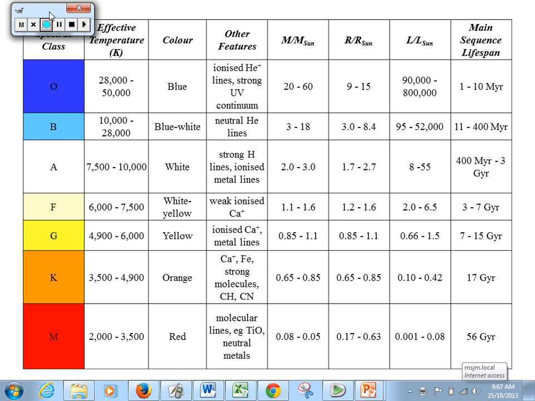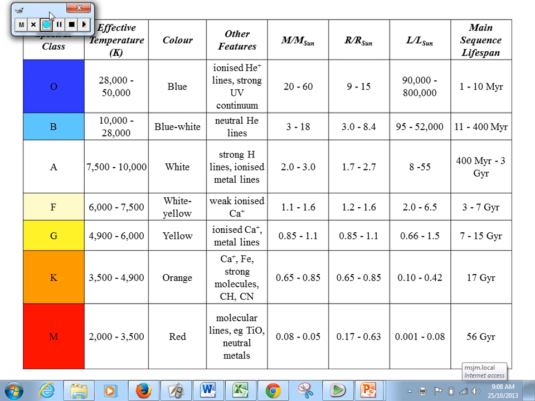We start seeing in the lower ones iron and bonds, carbon-hydrogen bonds, especially in the K class, because they're cooler, though still very hot stars. In comparison to an O-class star, where you can't have any molecular bonds, the atoms down here can start bonding, and we get carbon-hydrogen bonds. If you're doing chemistry, that's a hydrocarbon bond. And CN, that's the cyanide bond, which is known for a lot of organic chemistry.